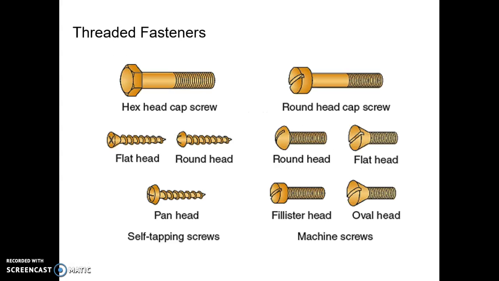These are some examples: a hex head cap screw, a flathead metal screw, a roundhead metal screw, a panhead metal screw. These are often referred to as self-tapping screws. They can be used sometimes in sheet metal or wood. We also have other machine screws which can be used for a variety of different applications, again, to hold two parts together.